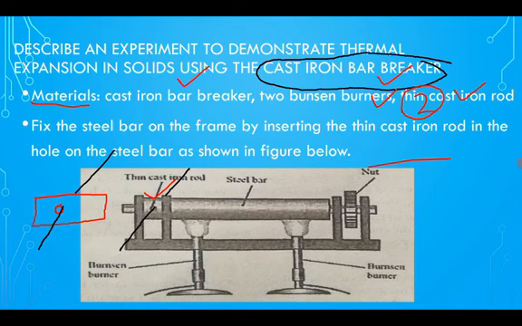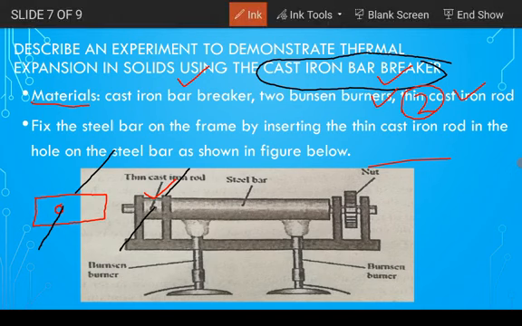Secondly, we have two Bunsen burners. So the steel bar is heated by the two burners. You have burner one there, you have another burner there. It is important to heat the steel bar using two burners in order to make sure that the heat is uniformly distributed, or put simply, to ensure that the whole steel bar is heated.